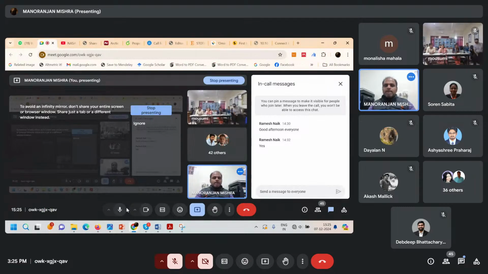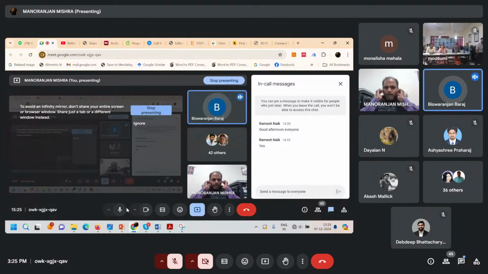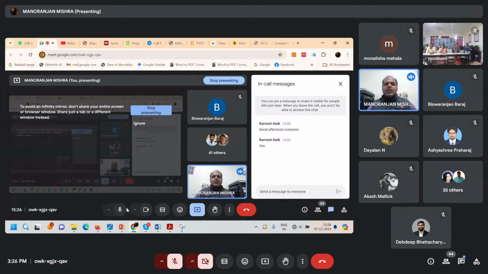Good afternoon, everyone. I'm Biswaranjan Baraj. My question is, how many minimum number of papers are required to conduct meta-synthesis? Like in case of theory, only three theories are required to do a metasynthesis, minimum. Because you are synthesizing the meta kind of thing, you just require only three theories to do that.